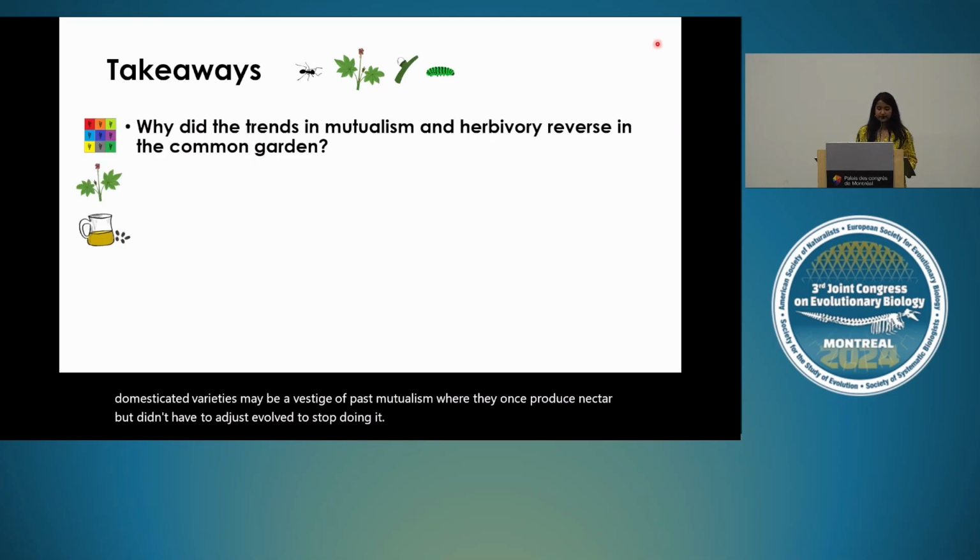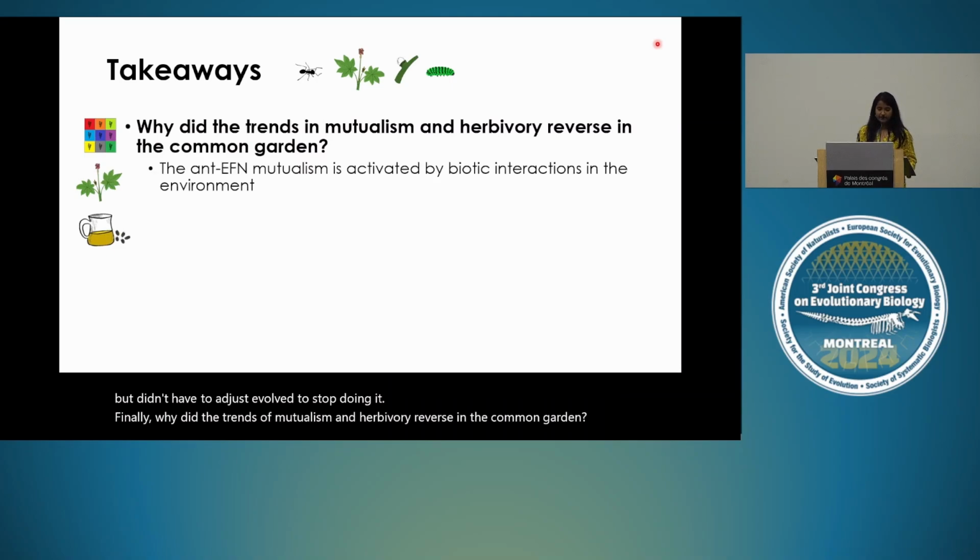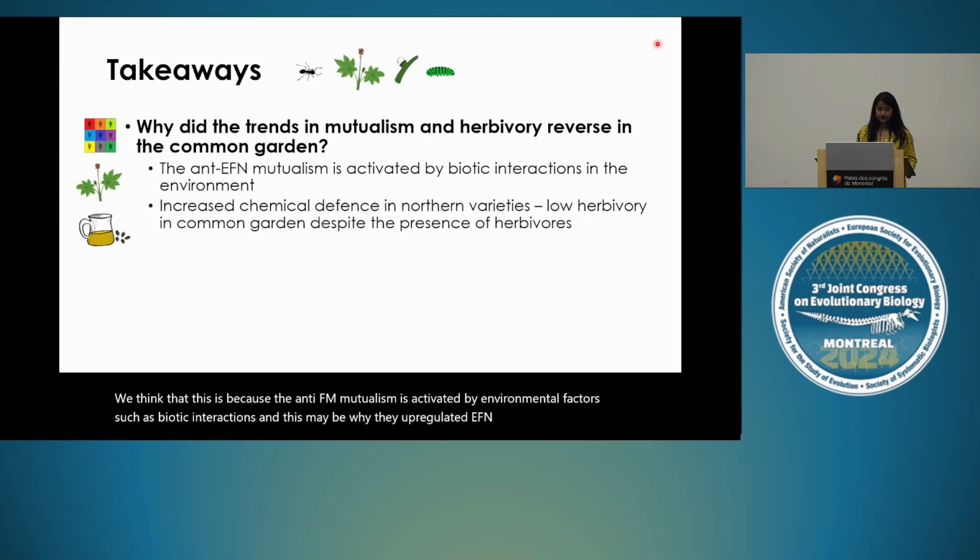Finally, why did the trends of mutualism and herbivory reverse in the common garden? We think that this is because the ant-EFN mutualism is activated by environmental factors such as biotic interactions, and this may be why they upregulated EFN production. In terms of herbivory, as we saw in the wild samples, the northern varieties actually had high herbivory, and this may have caused them to evolve investment in chemical defenses, which made them unpalatable to the herbivores in the common garden site.